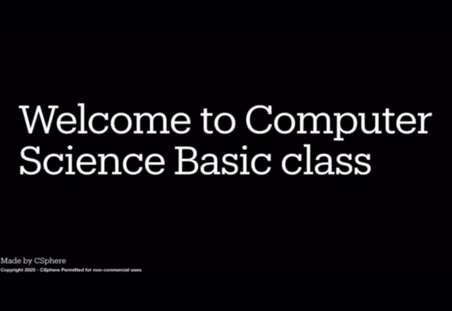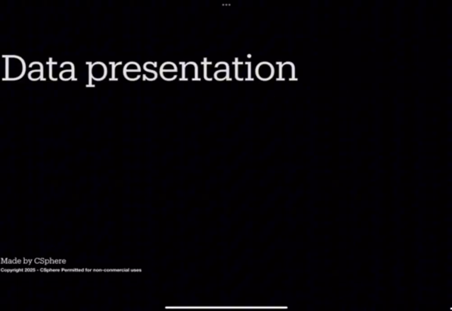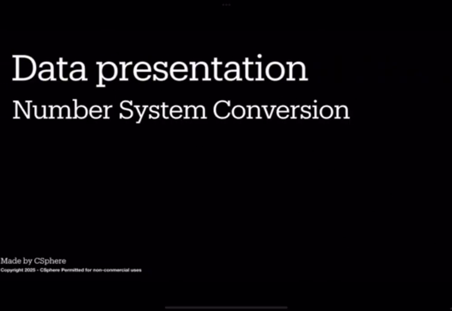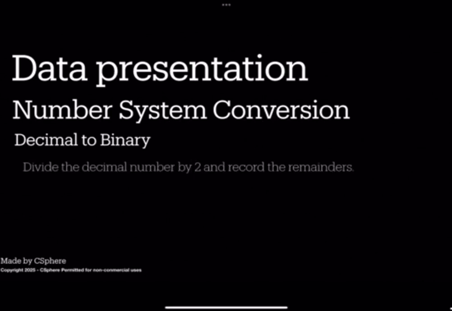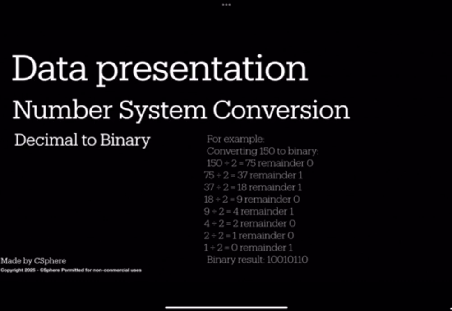So let's start with one of the fundamental building blocks of computing, data representation. In this chapter, we're going to learn about number system conversion, such as decimal to binary, where we divide the decimal number by 2 and record the remainders. For example, we will convert 150, the decimal number, to binary. As we can see, we will divide this number by 2 each time and record the remainder.